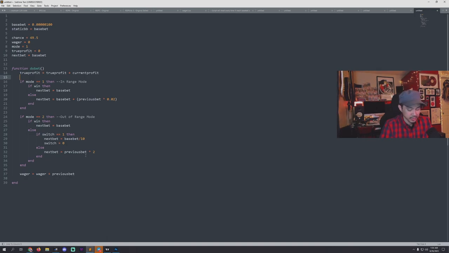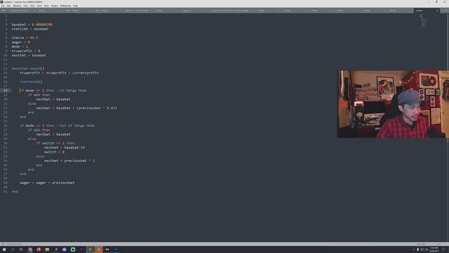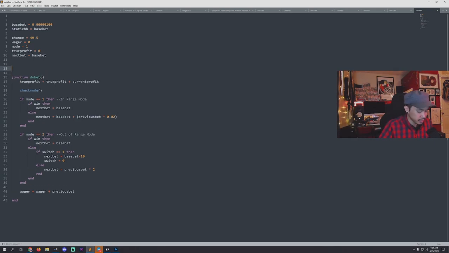Right now, we've written out mode 1 and we've written out mode 2, and we need a way for it to go to those modes. So let's do a check mode function. I'm calling it here. So what is check mode? Well, we're gonna have to define check mode, right?